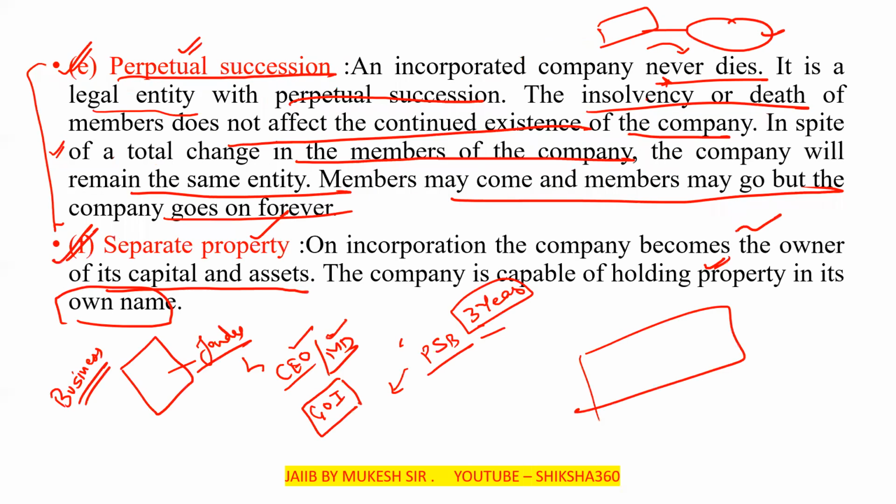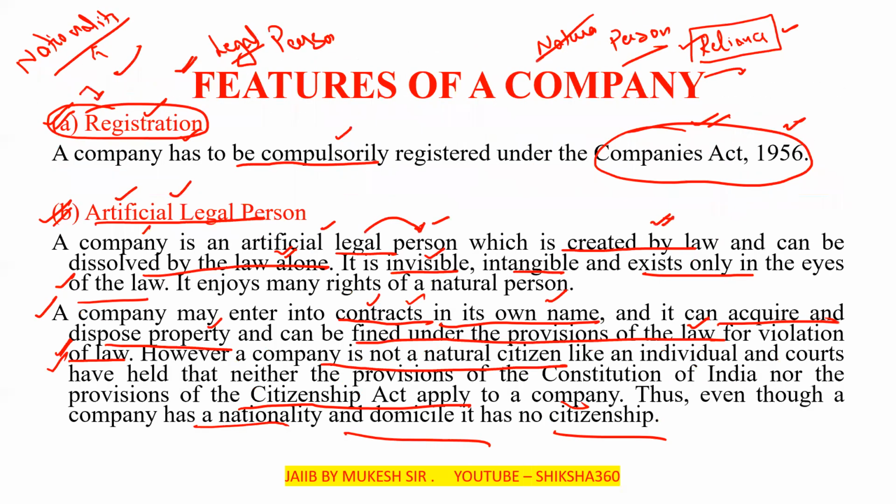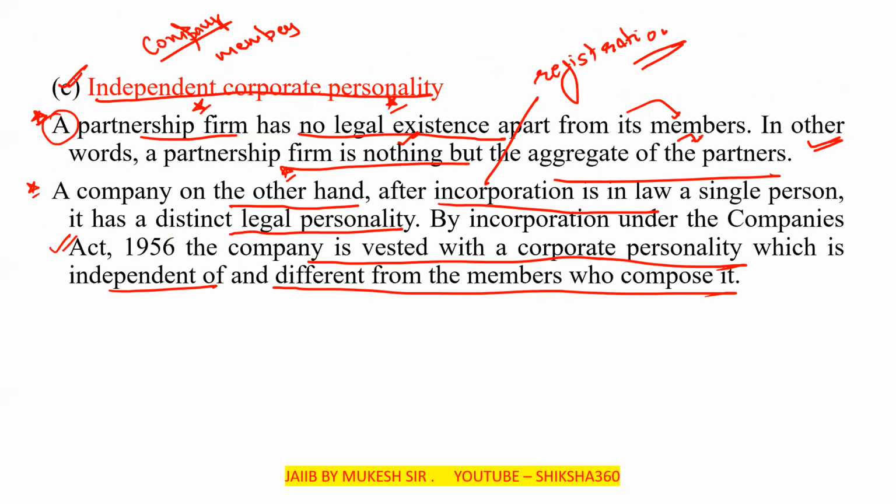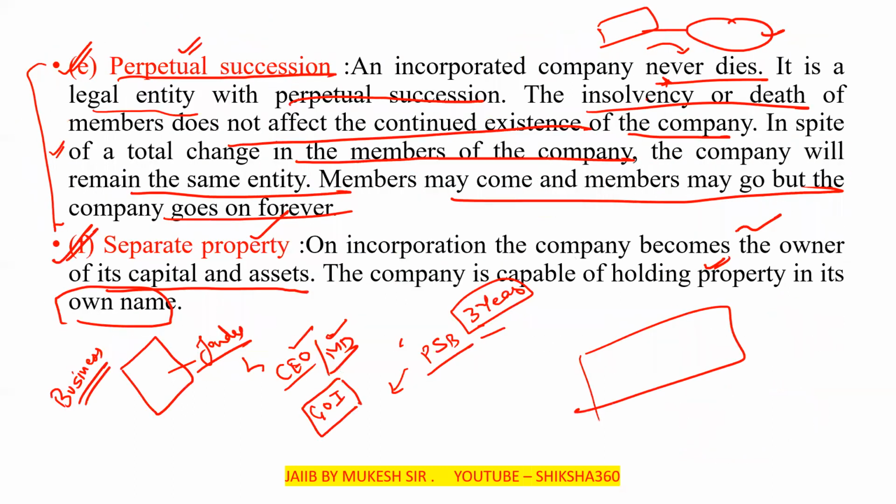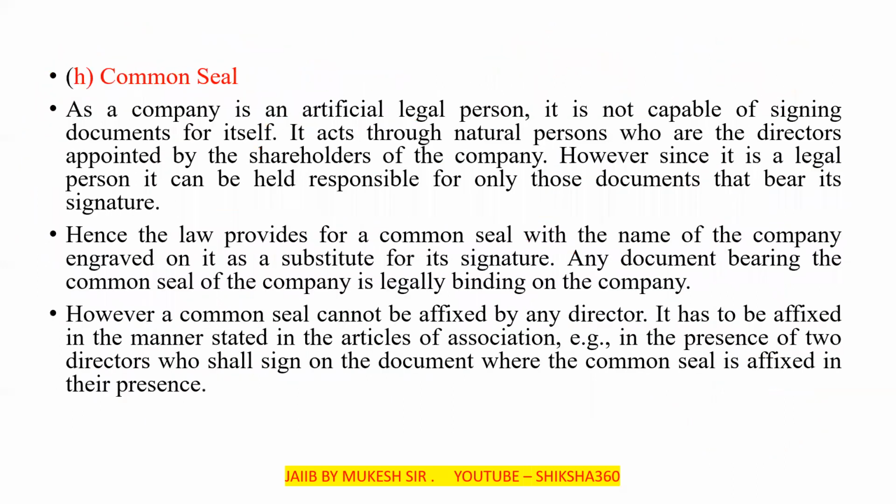So these are some of the important features. First one is the registration. Second one is the artificial legal person. Third one is the independent corporate personality. Fourth one is the limited liability. Fifth one is the perpetual succession. Sixth one is the separate property. Seventh one is the transfer of share.